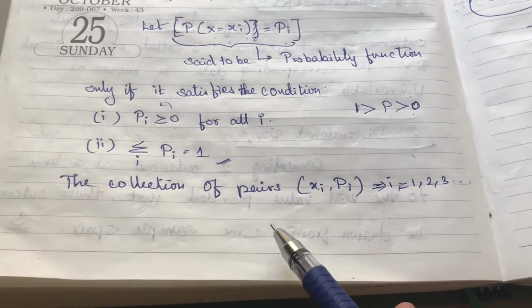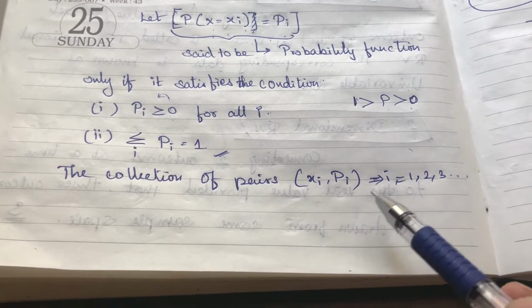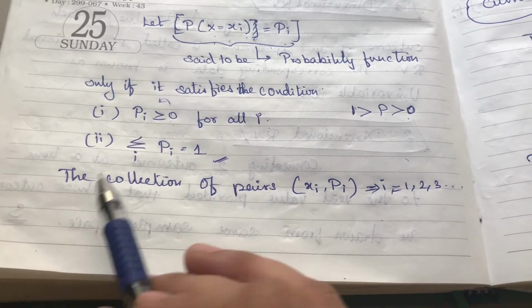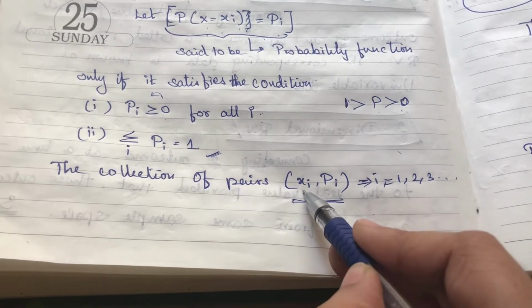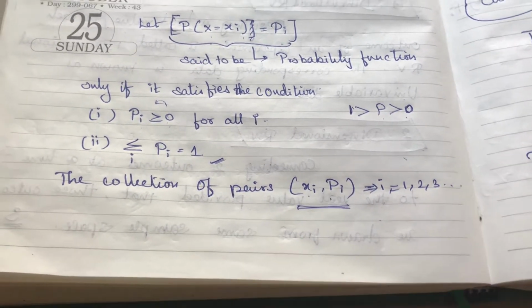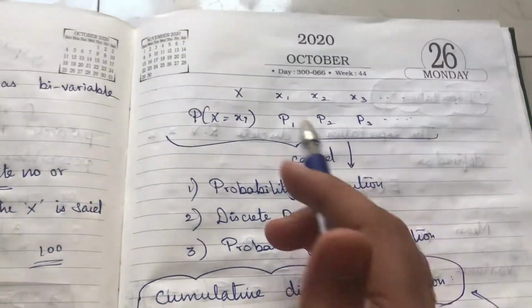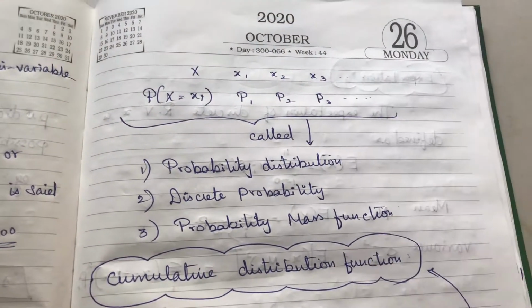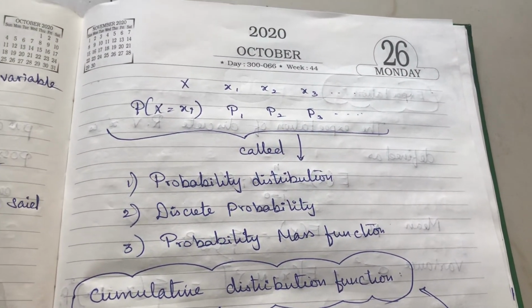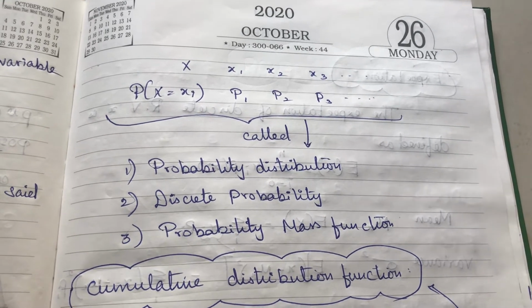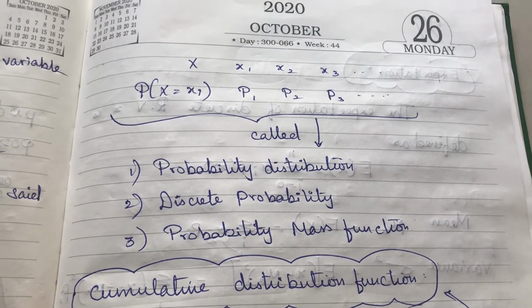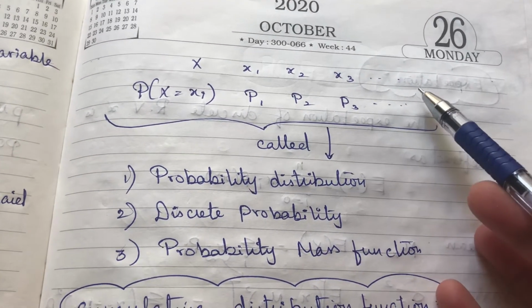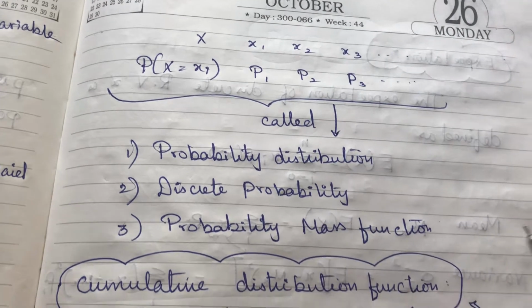So we have a collection of pairs xi, pi, where i is equal to 1, 2, 3 up to n. We put the collection of pairs in a table, with x in a row, x1, x2, x3, and likewise p in a row, p1, p2, p3. This is called a discrete probability distribution, or the probability mass function. So it is countable.